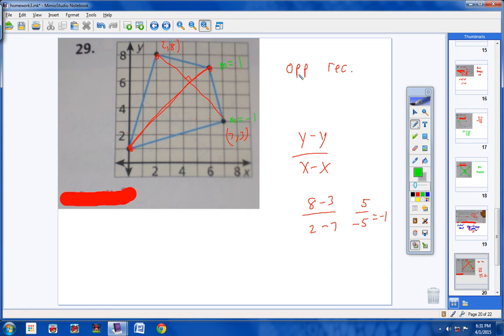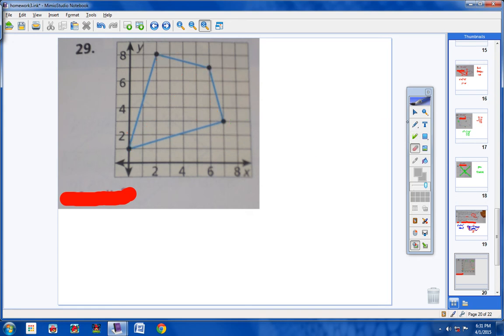Now, are they opposites? Yes, they have different signs. Are they reciprocals? Yes. If you take 1 and flip it, you get 1. So these two lines are perpendicular. Okay, they are perpendicular. So now what we have to do is very quickly find the length of those two diagonals and multiply them together. A lot of work on these, but it's good for you.